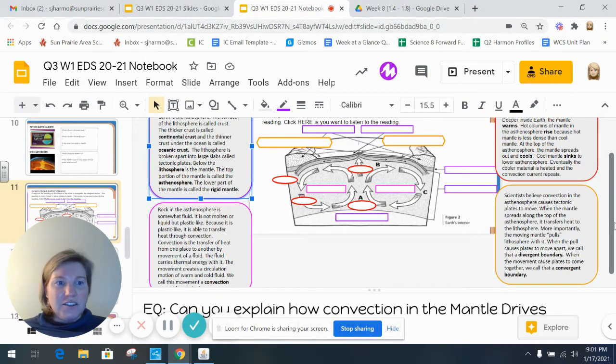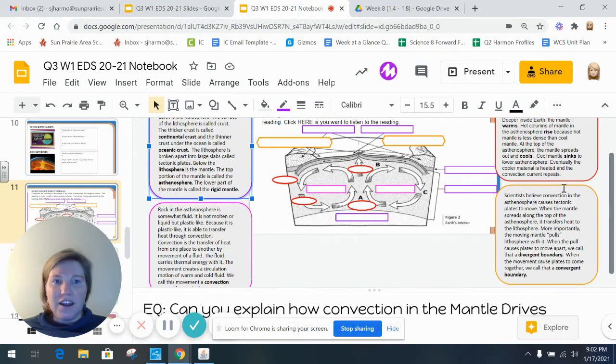Scientists believe convection in the asthenosphere causes tectonic plates to move. When the mantle spreads along the top of the asthenosphere, it transfers heat to the lithosphere. More importantly, the moving mantle pulls lithosphere with it. When the pull causes plates to move apart, we call that a divergent boundary. When the movement causes plates to come together, we call that a convergent boundary.